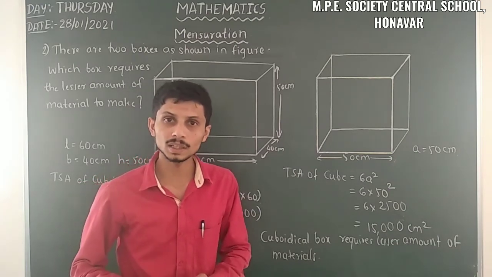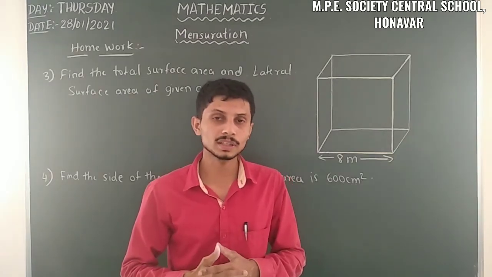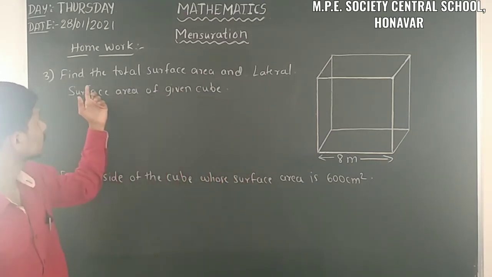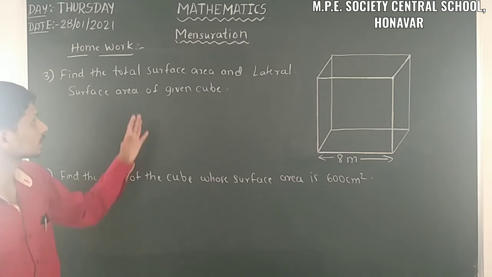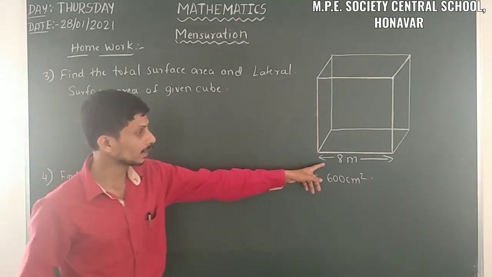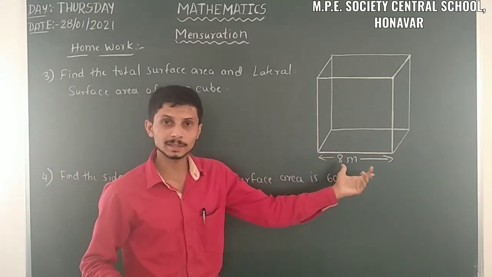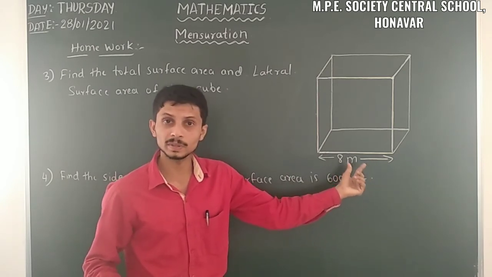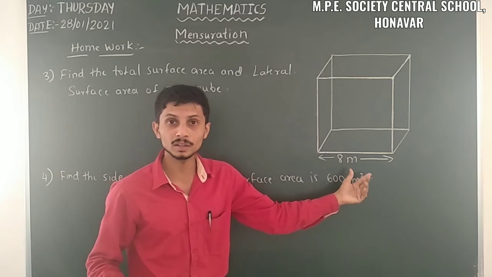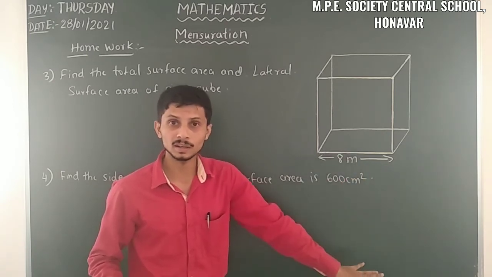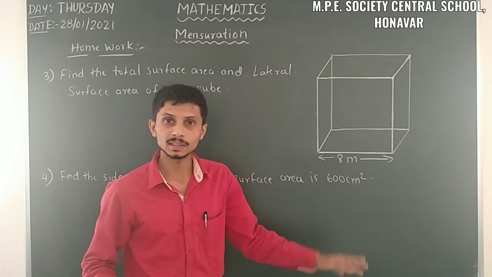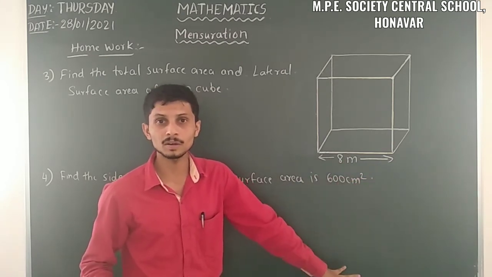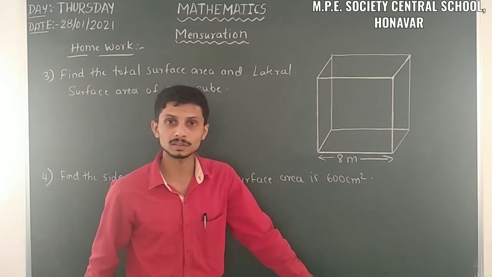So let us take some homework. Already we solved one problem, finding the total surface area and the lateral surface area of a given cube. The edge of a cube is given as 8 meter. Here we have the unit meter, and based on that the final answer changes. If it is centimeter, then we have centimeter square. If it is meter, then we have meter square. You must remember that.